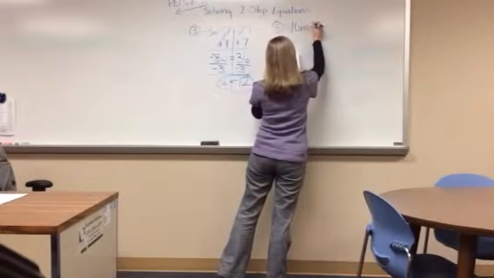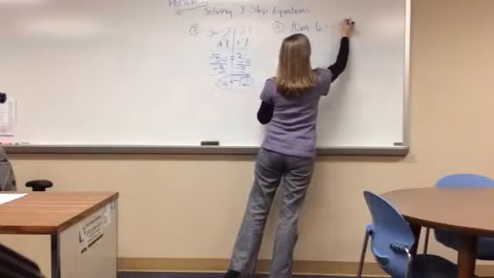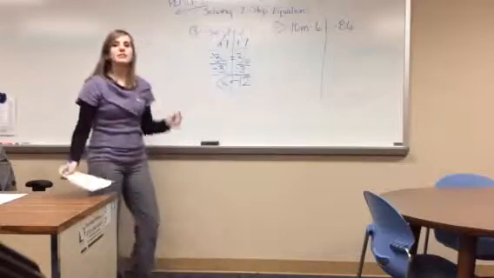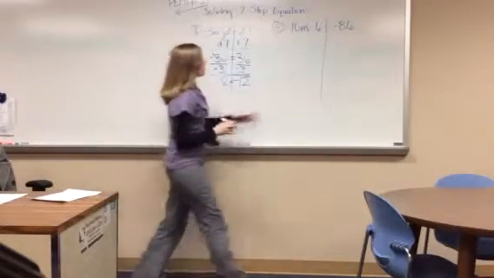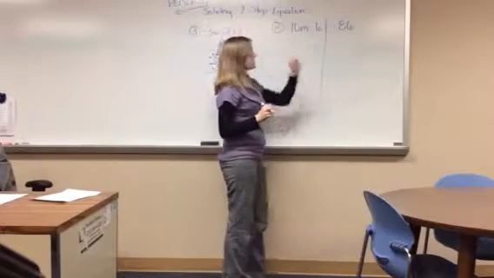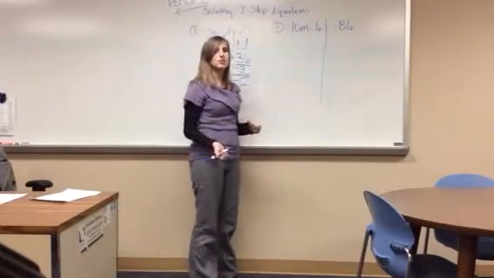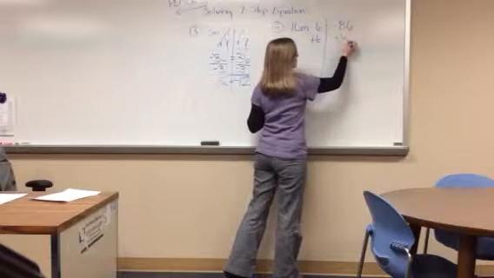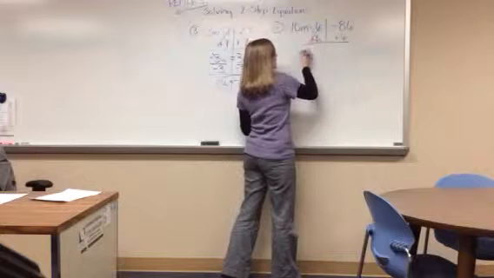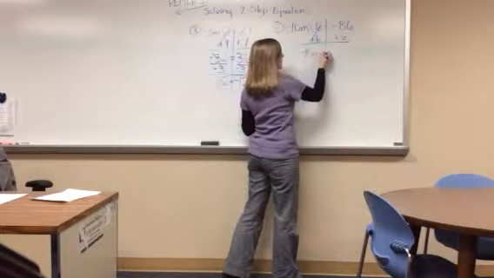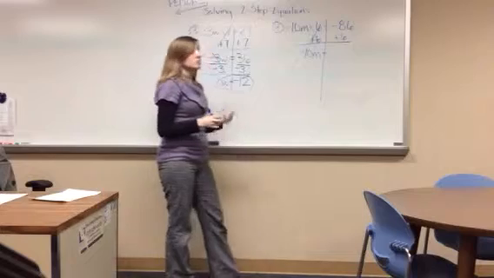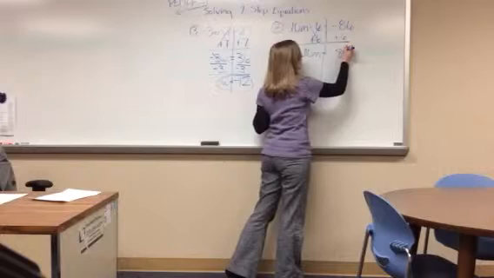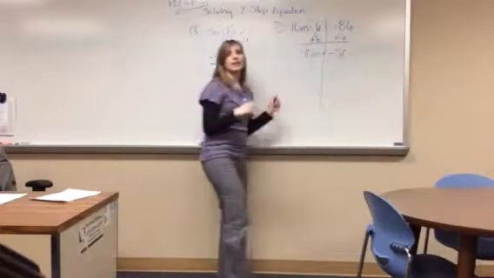-10m minus 6 equals -86. First step, cancel out the addition and subtraction. Okay, I have a subtract 6 here, so I need to cancel that first. The opposite of subtraction is addition, so I'm going to add 6 to both sides. So they cancel. I get -10m equals -86 plus 6. The signs are different, so I'm actually going to subtract those two. Keep the sign of the bigger number, so -80.